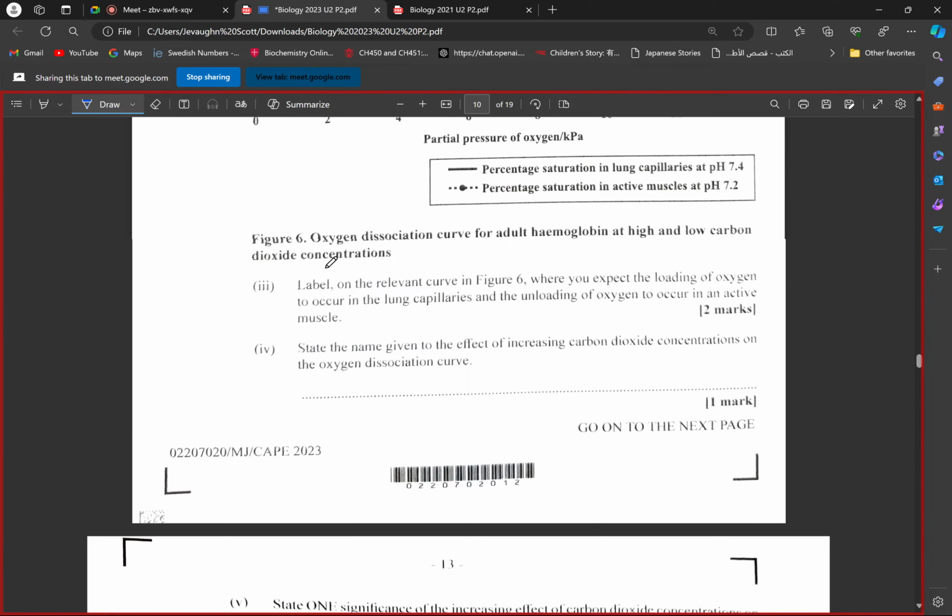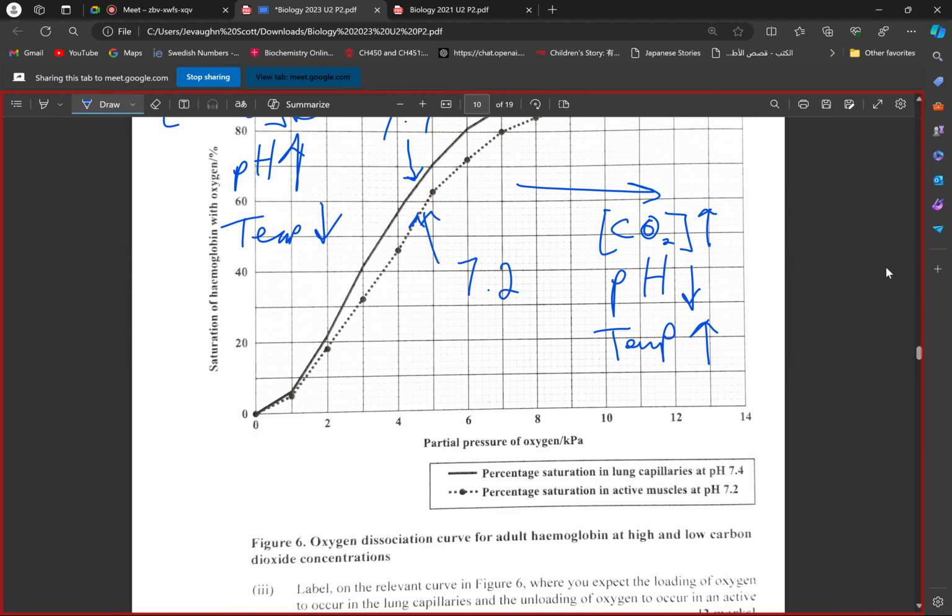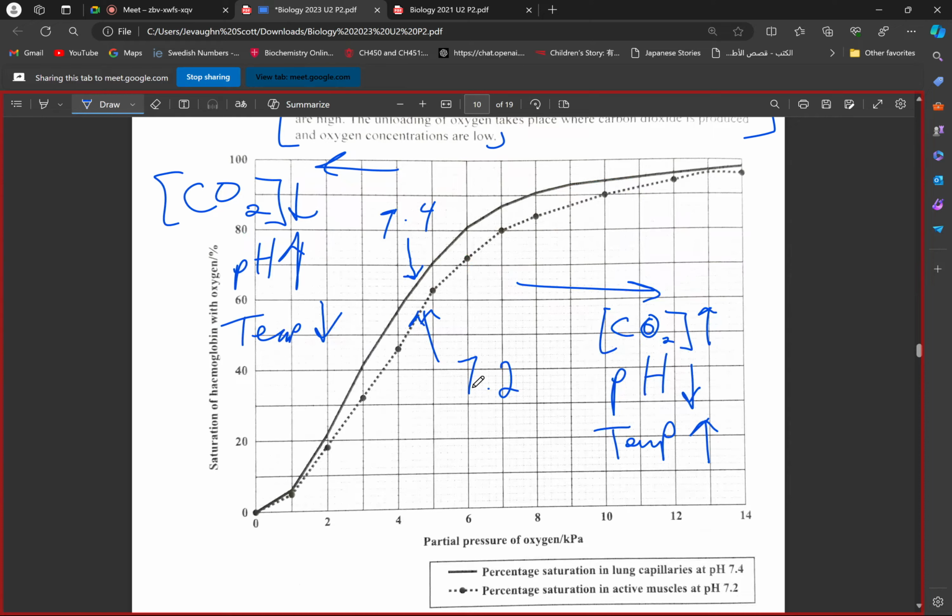So label the relevant curve in figure 6 where you expect the loading of oxygen to occur in the lung capillaries and the unloading of oxygen to occur in the active muscle cells. So where do you expect the loading of oxygen to occur within the lung? Right, so within the lung capillaries. The loading of oxygen. Give me the numbers that you would use on the partial pressure. Well, on the x-axis, rather. Where would loading take place?